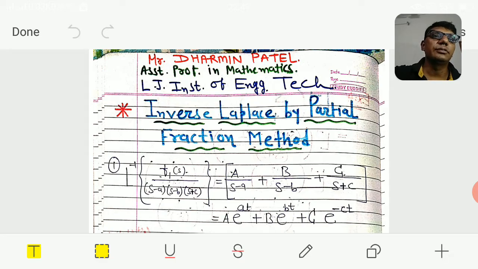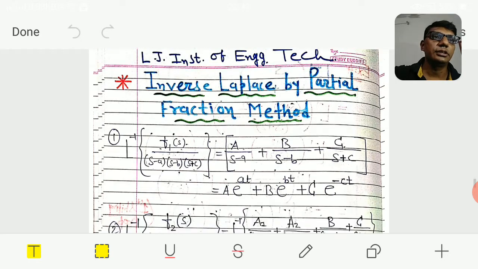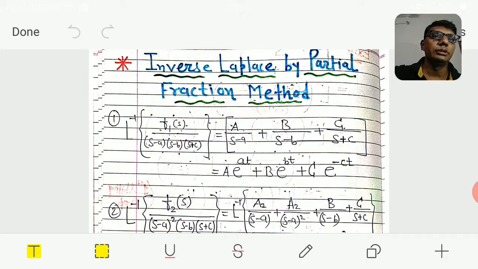In today's lecture, we will discuss inverse Laplace transformation by the partial fraction method. This is a very important method to solve the inverse Laplace transformation. It is already studied in 12th. This method is very simple.